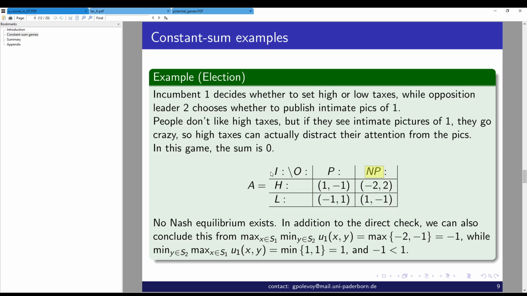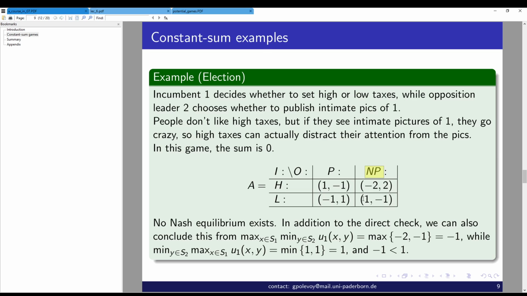So the story is that people don't like high taxes. At least that's not a popular measure. So if there is nothing else besides the taxes, if the second guy, the opposition leader, does not publish anything, then setting taxes on high gives the one who sets them a lower value relative to setting them on low.